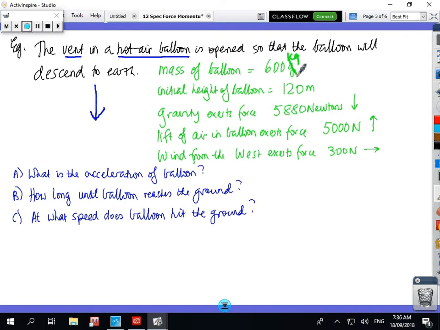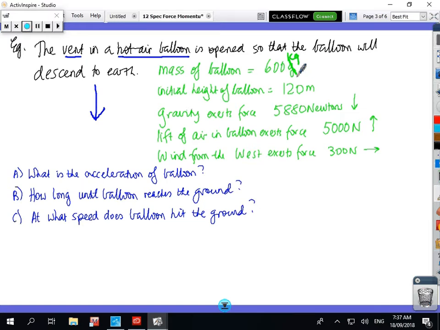That's pushing it down, but there's still some air in the balloon, and that's exerting a force up of 5,000 newtons. And we have a wind from the west exerting a force of 300 newtons, so it's heading towards the east. So what's the acceleration of the balloon? How long until the balloon hits the ground? And at what speed does the balloon hit the ground?